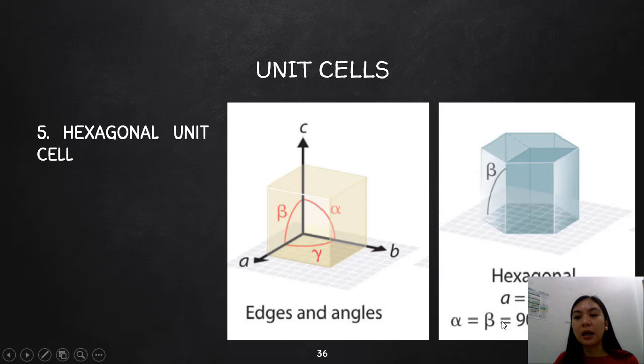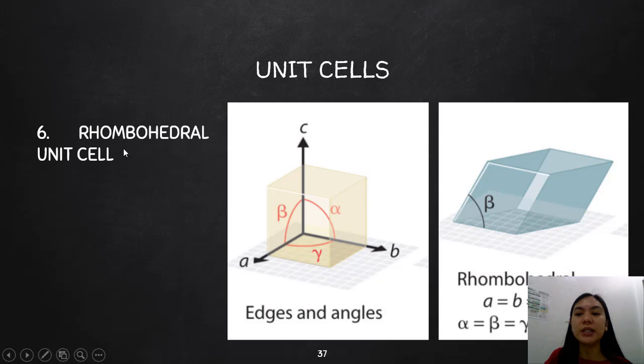And when we talk about angles naman, your angles alpha and your angles beta, diba? Yung angle alpha mo and beta is equal to 90 degrees. However, your gamma, itong paganyan dito, your angle gamma is equal to 120 degrees. Hence the name hexagonal unit cell. Kasi si gamma is 120 and your alpha beta is 90. So that's the fifth one.